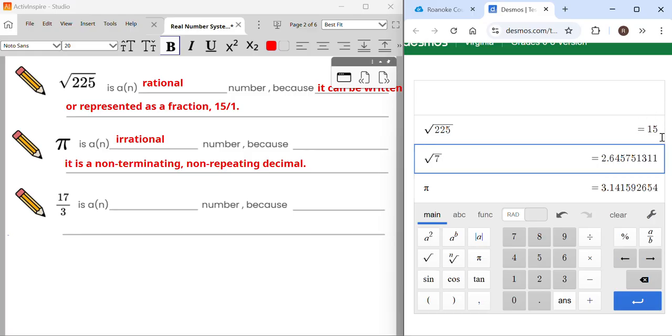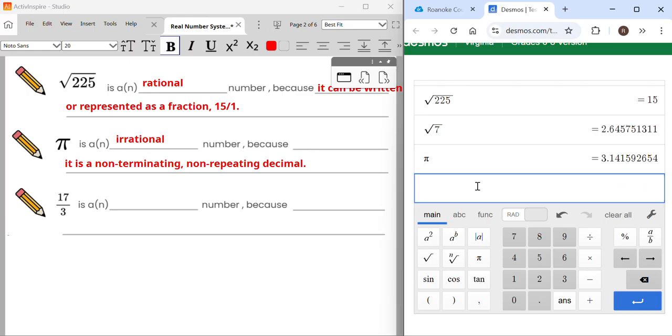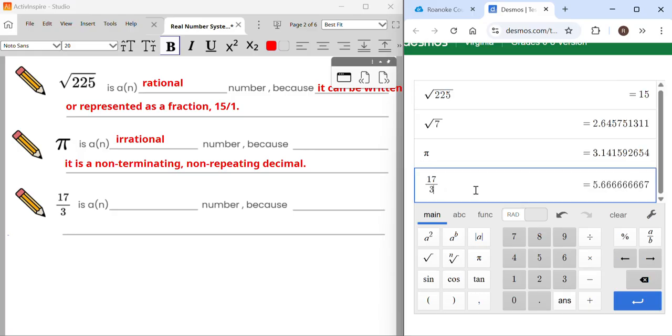If it looks like 15 or negative 15, it is rational. But if it looks like anything else with decimals, it is definitely going to be irrational. Okay? So let me go down to this fraction, 17 divided by 3.